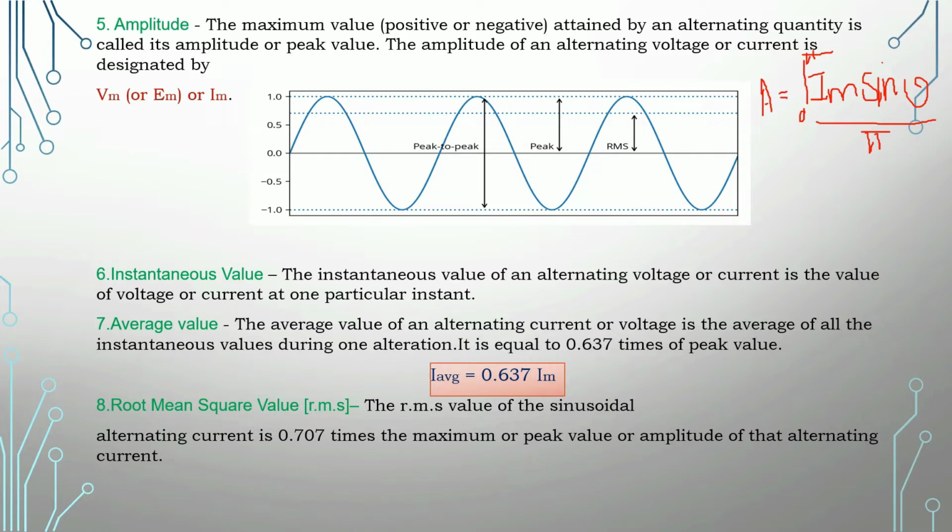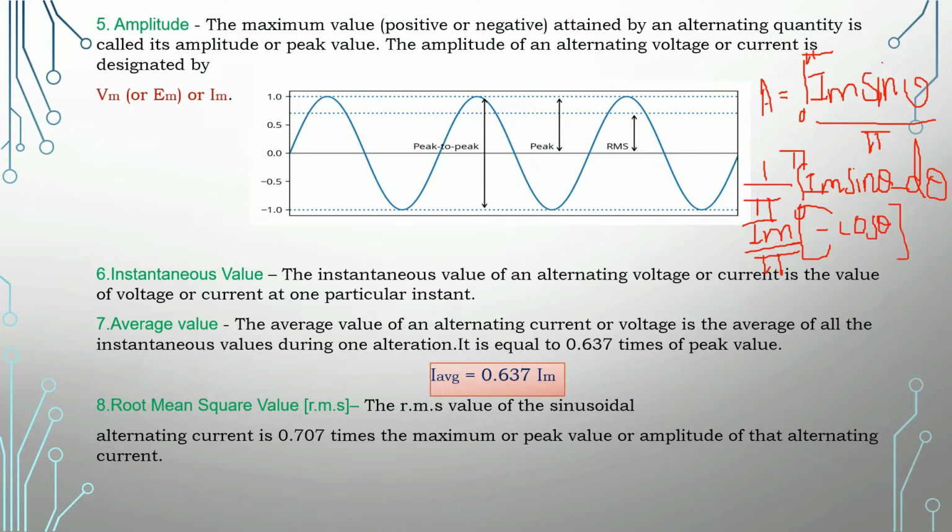So this 1 upon pi will come outside: 1 upon pi, integration of 0 to pi, Im sin theta d theta. Here we are integrating with respect to d theta, so Im will come outside the integration. It will become Im by pi, and we all know that integration of sine theta is minus cos theta from 0 to pi.